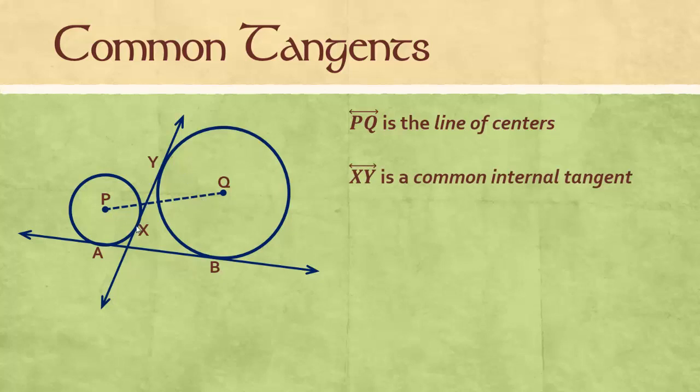XY is a common internal tangent, internal because it goes in between the two circles. Next, AB is a common external tangent because it runs on the outside of the circles and it's a tangent line to both of them.